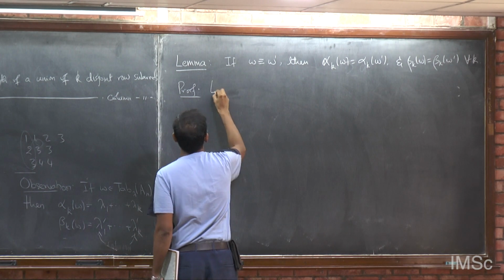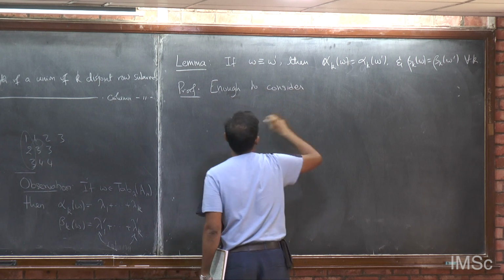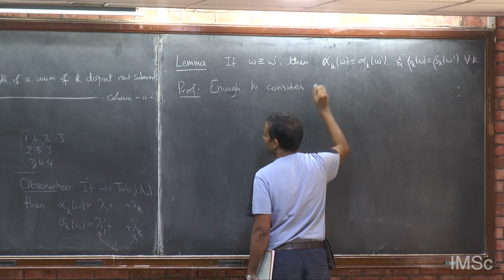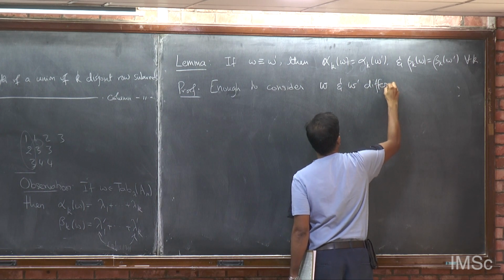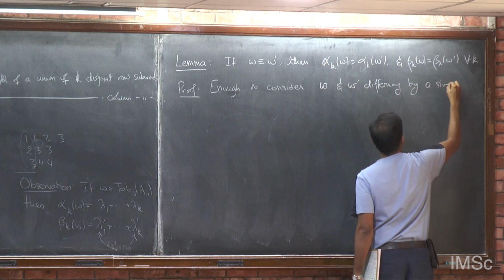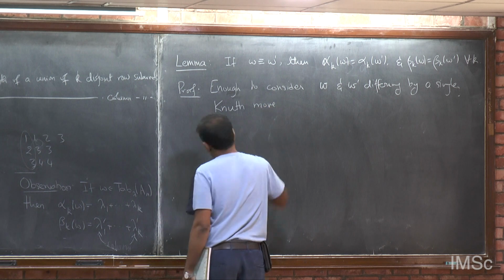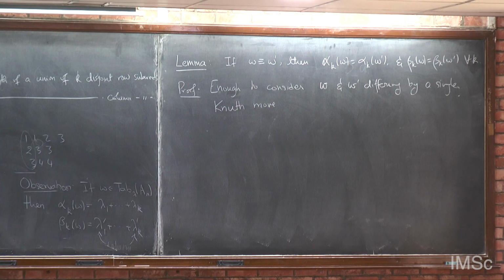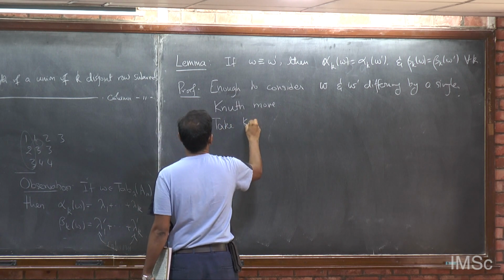So, it is enough to prove it for W and W prime differing by a single Knuth move. I do not remember which I called K1 and which I called K2 last time, but we will take one of these and prove it. The other proof is quite similar. So, let us take for example K1.